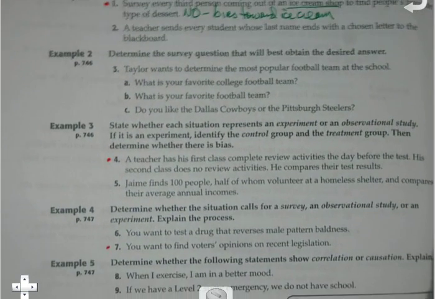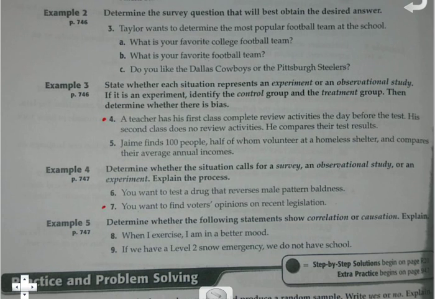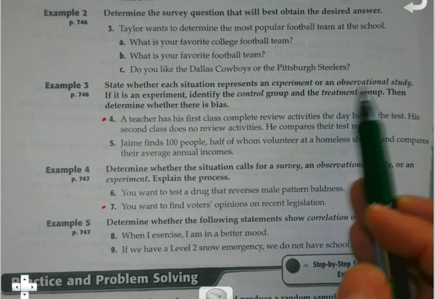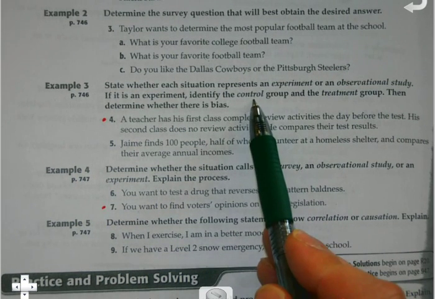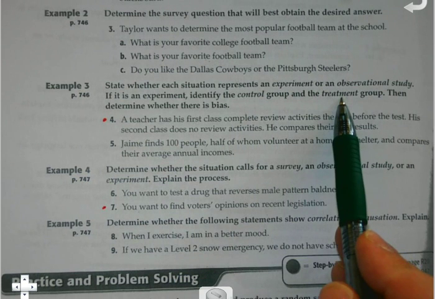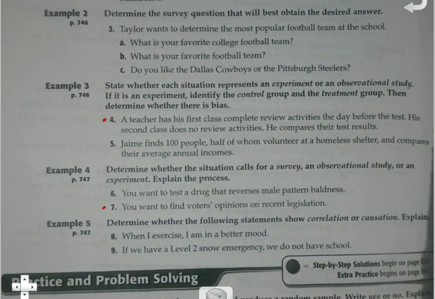So we're going to bounce down to 4. State whether the situation represents an experiment, where I manipulate things to test out a theory I have, or an observational study, which is basically where I just watch people to see how they react to things and what the results are. If it's an experiment, identify the control group, the group that doesn't change, and the treatment group, the group that does. Then determine if there's bias. Okay, we got lots of things to consider here.